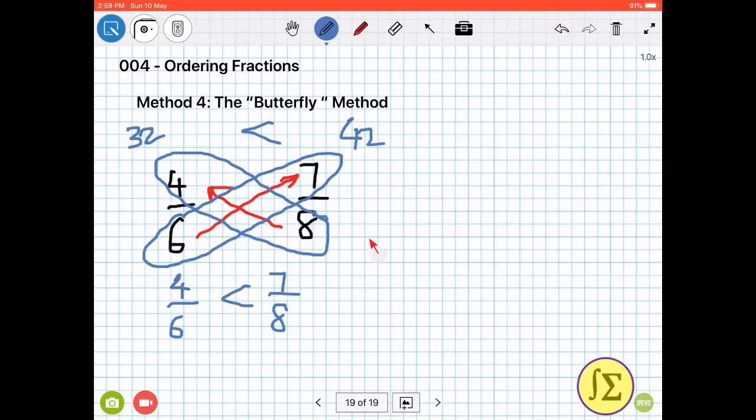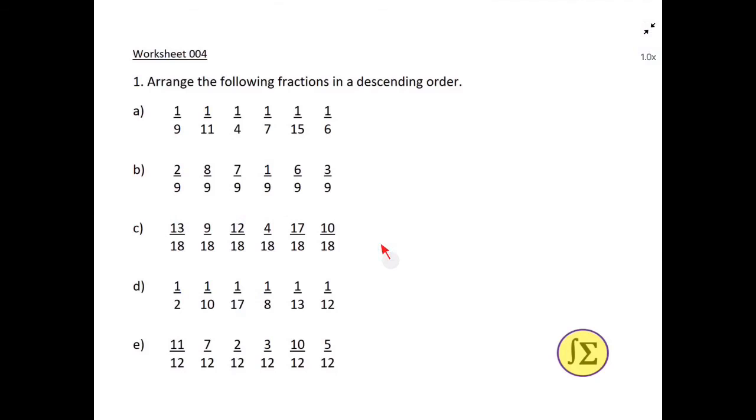Okay, but it's a good method when workings are not required for a quiz, answers to a quiz, or for checking purposes, right? So if you're using methods 1, 2, and 3, you can use the butterfly method to check your answers whether you got it right. It's a quick way, all right?